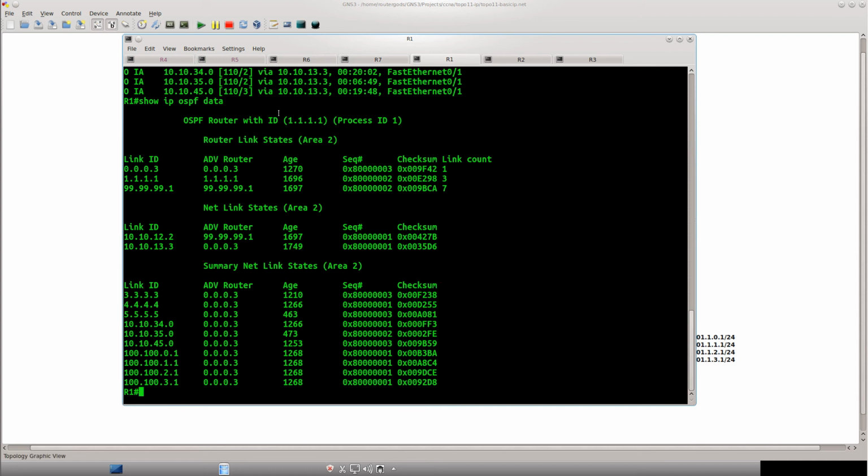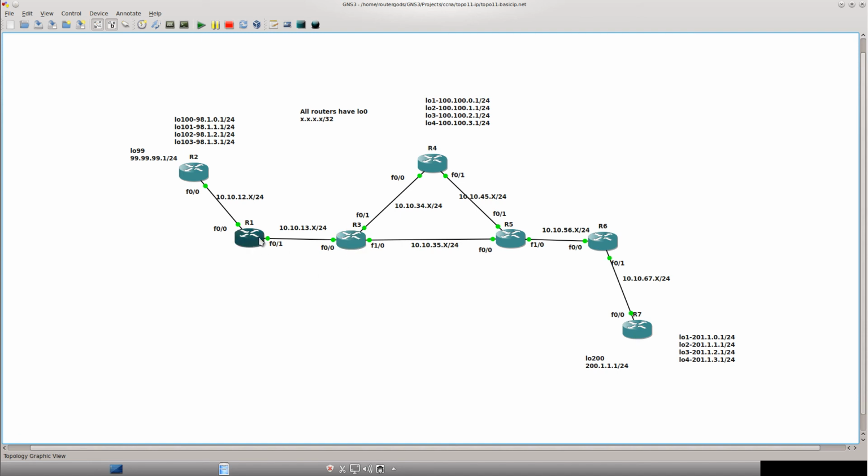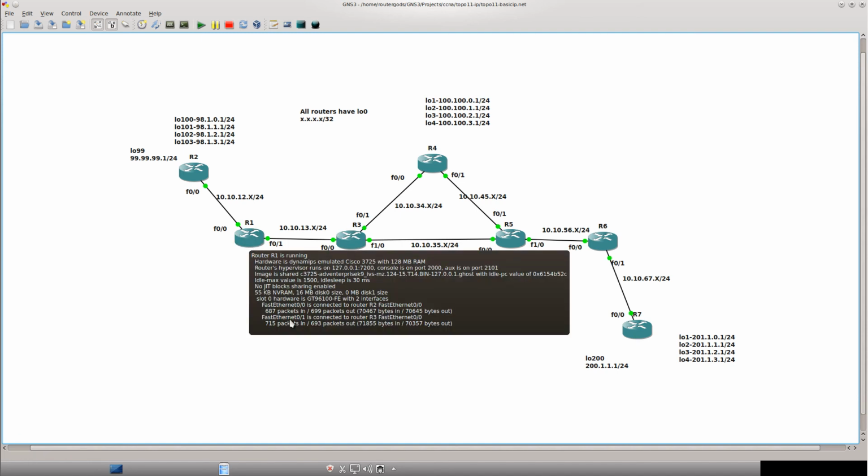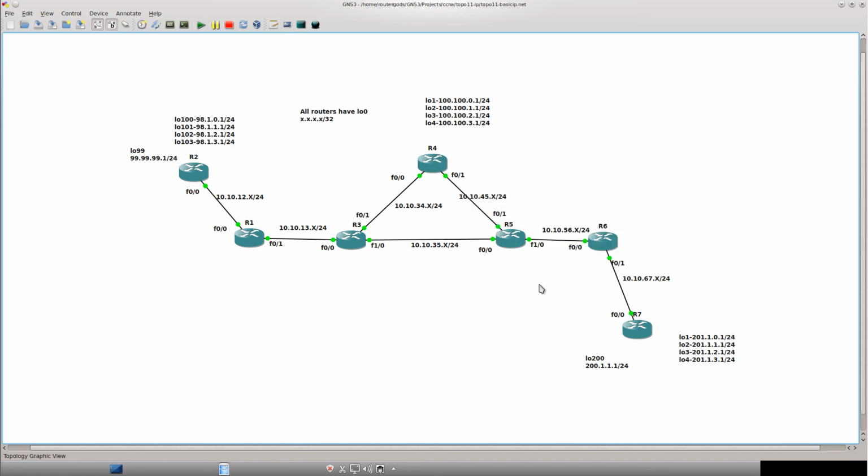I mean, if we look at our diagram here, does it really make sense for R1 to have all of those summaries to get to the loopback of router 4, the loopback of router 5, the loopback of router 3, basically everything to the right? Does it make sense for me to have 20 entries when there's only one way for me to get out? So 10.10.13.3, that's really all I need to get to. What do you guys think? Yeah, it doesn't make sense, right?